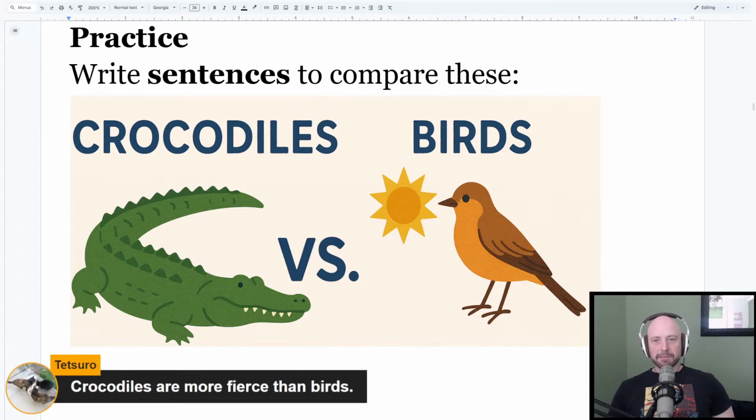Crocodiles are more fierce than birds. Again, "fiercer" is also possible. Crocodiles are more fierce than birds. Crocodiles are fiercer than birds. I think in that case, I actually prefer "more fierce".